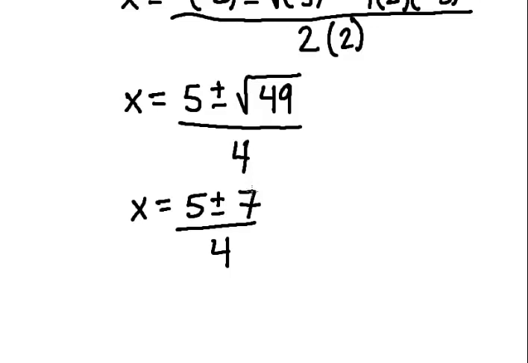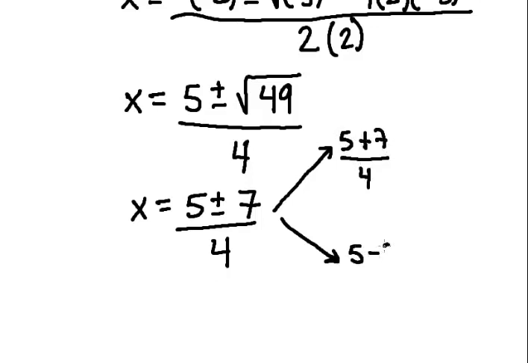Once I got rid of the square root, that's when I do this part. I split the exercise into 2 different routes. Each one is going to give me a different answer. So the first route is 5 plus 7 divided by 4. And the second route is 5 minus 7 divided by 4. I'm going to explain why plus here and why minus here, because the main operation is plus minus.